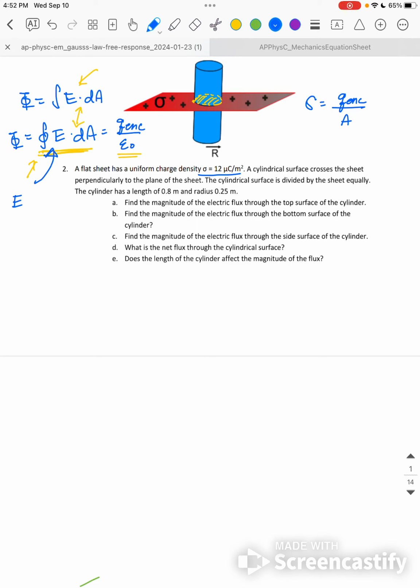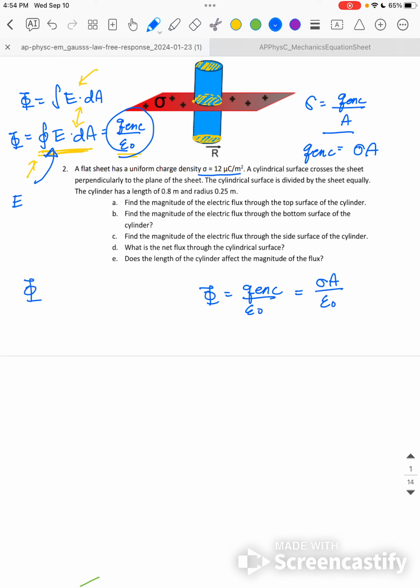Okay, so let's start with this expression first. Flux is equal to Q enclosed over epsilon naught. Well, I know Q enclosed is equal to sigma A, or sigma times the area of that circle. I'm going to leave it A for now because I know that I can plug in all the values later.